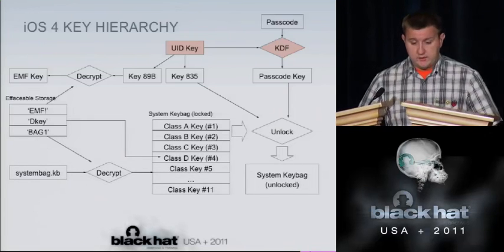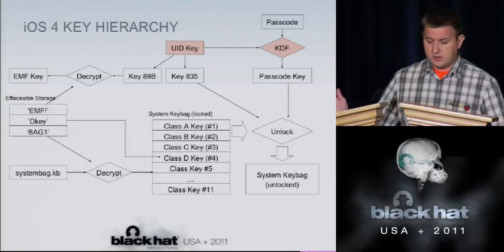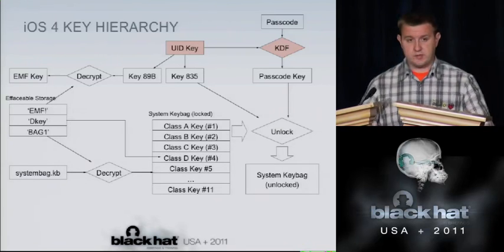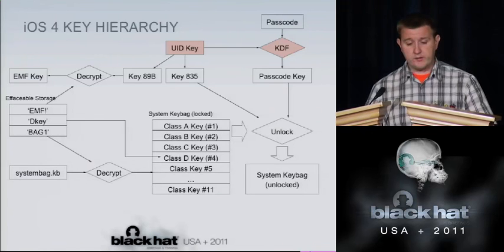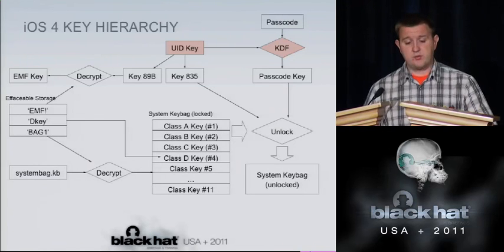So there are two device keys. There is one hardware key, which is in red, the UID key, which is embedded in hardware. And it is used to compute two device keys, the key 835 and key 89B.